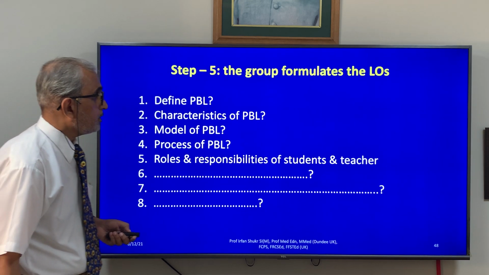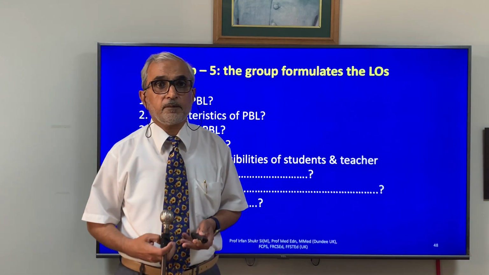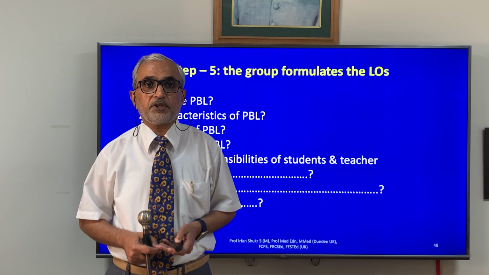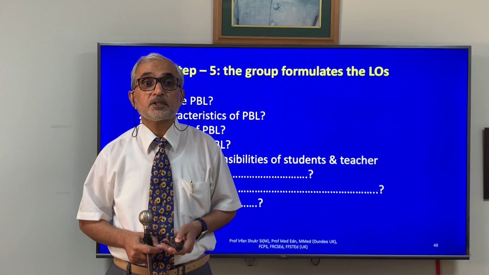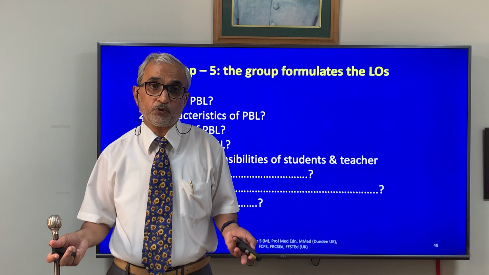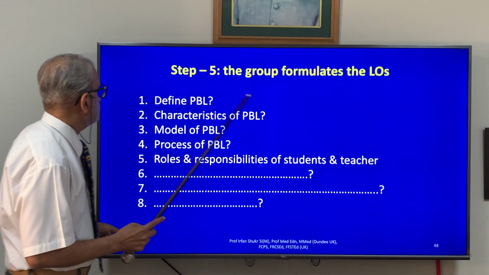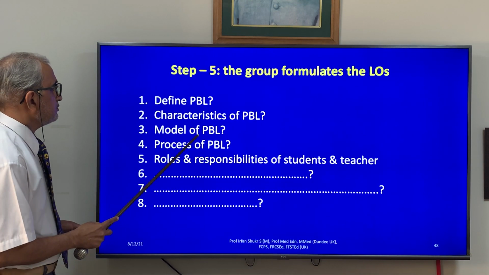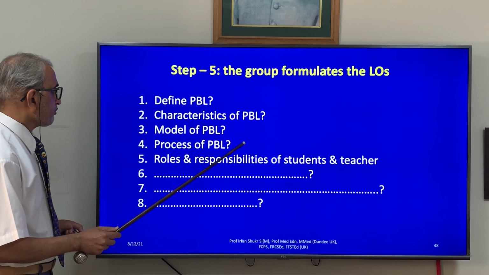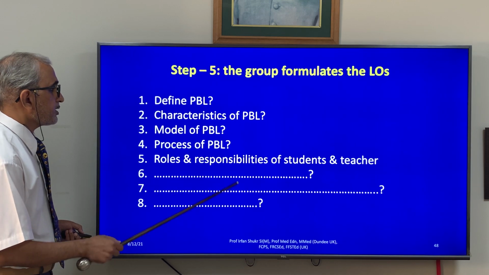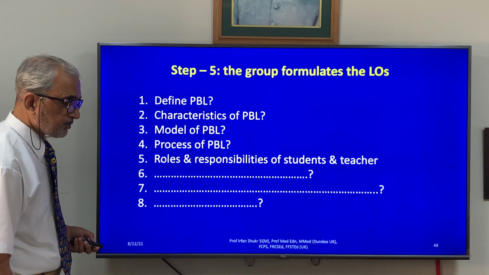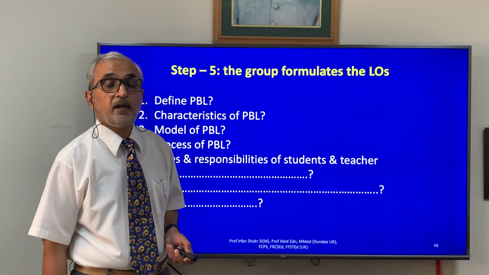So therefore, the group forms the learning outcomes. These learning outcomes may include the terminologies which students don't know and want to find out. Like, define PBL, characteristics of PBL, model of PBL, process of PBL, roles and responsibilities of students and teacher. So these are the learning outcomes the students have derived at the end of the session.